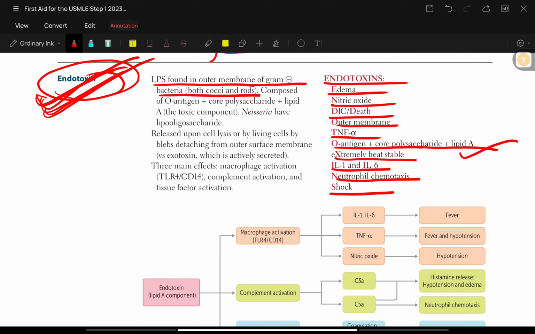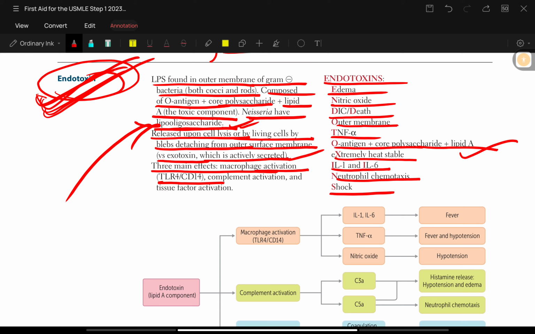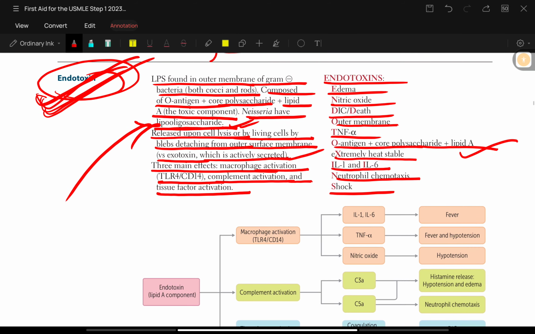Three main effects: macrophage activation through TLR4 and CD14, complement activation, and tissue factor activation. So these are the three effects: macrophage activation, complement activation, and tissue factor activation.